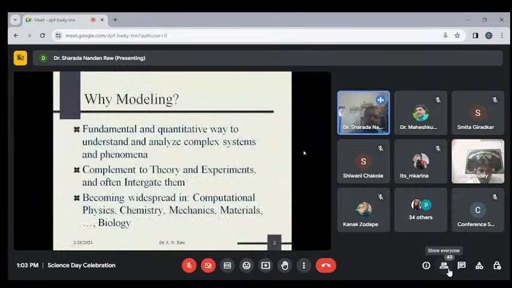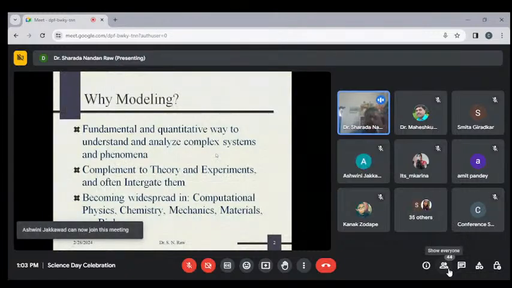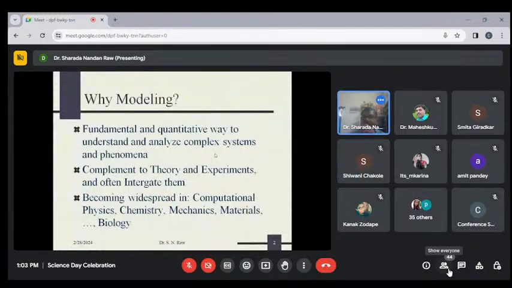So why is modeling required? Modeling is a fundamental quantitative way to understand and analyze complex systems and phenomena. Already I have explained that most real-world problems are very complex, so the analytical solution for such a problem is not easy to find. So you have to use modeling techniques to analyze that complex system.